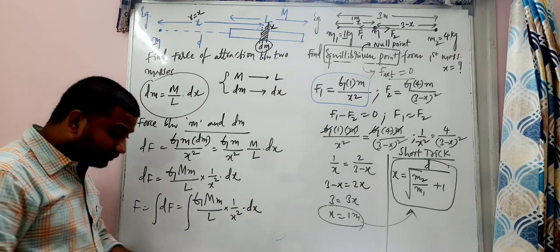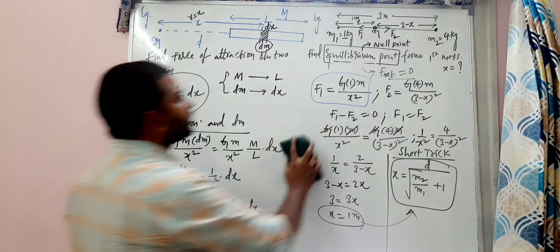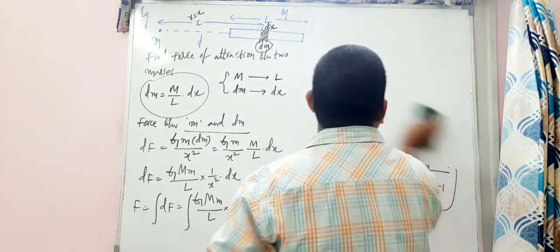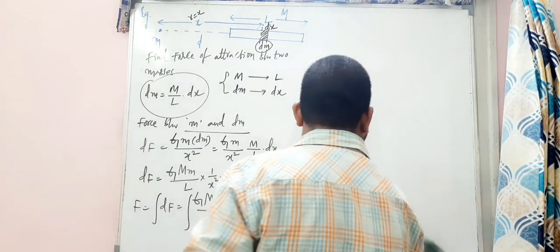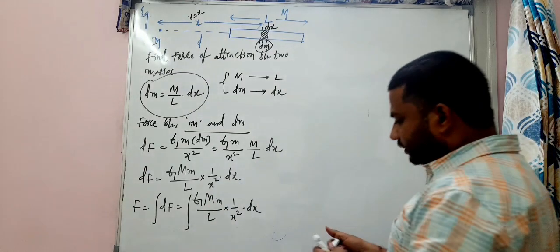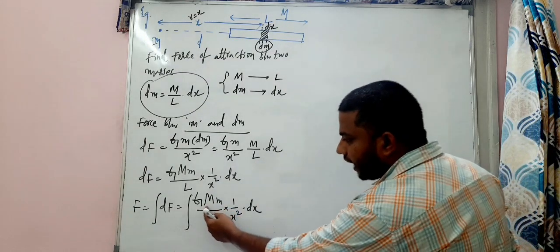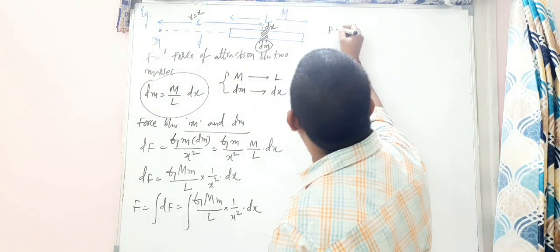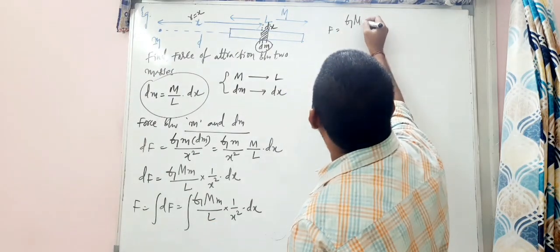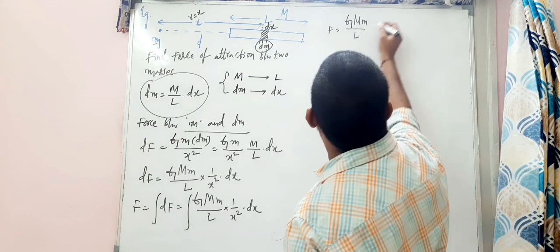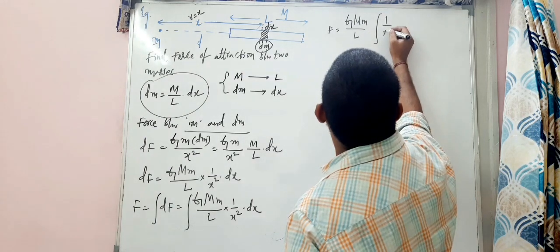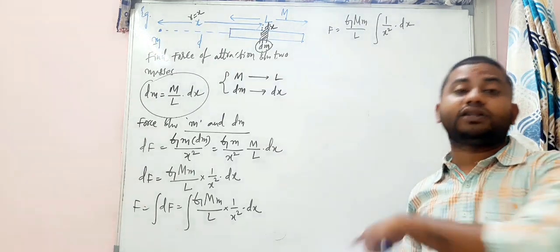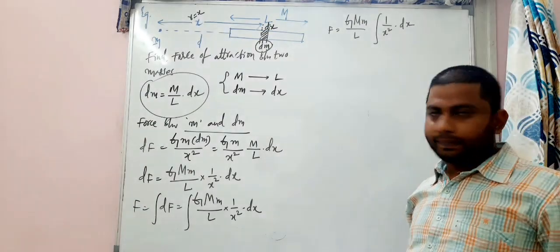Clear? Now, how do we do the further integration? Here G capital M small m by L is constant. So F is equal to G capital M small m by L, a constant, times the integral of 1 by x square into dx. And this is the important and interesting part of the class.